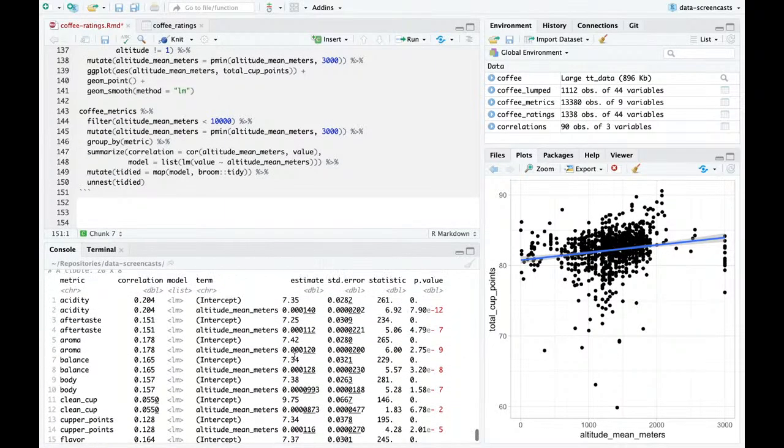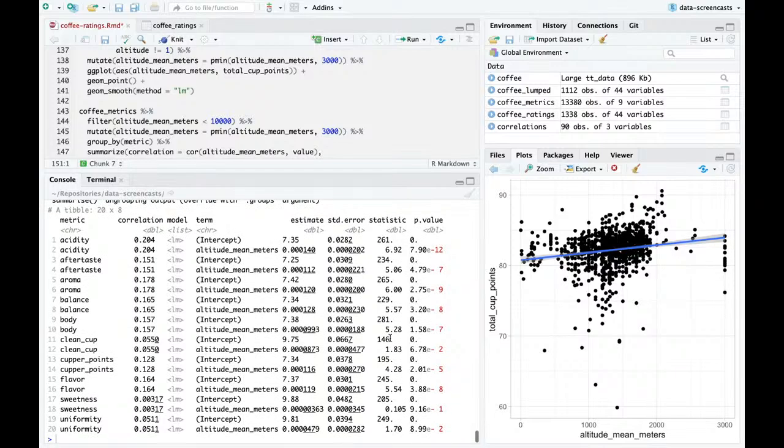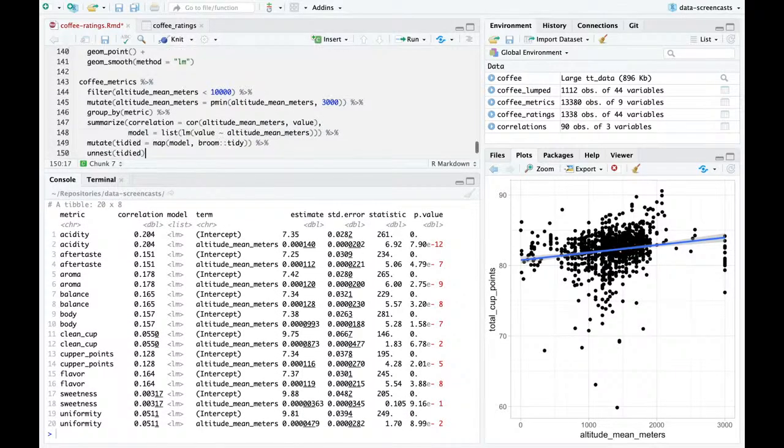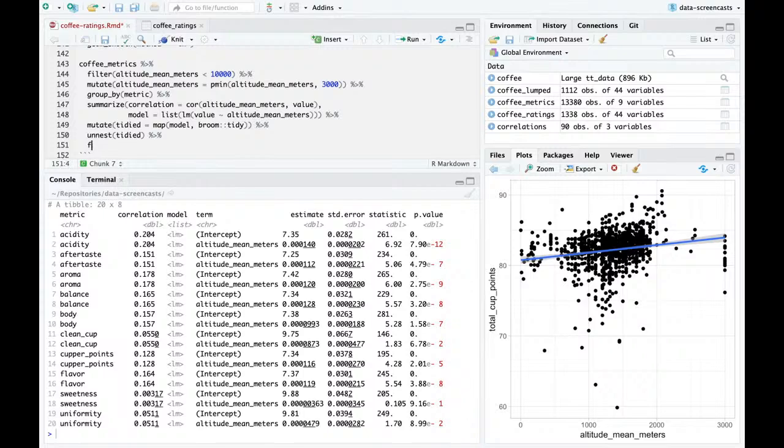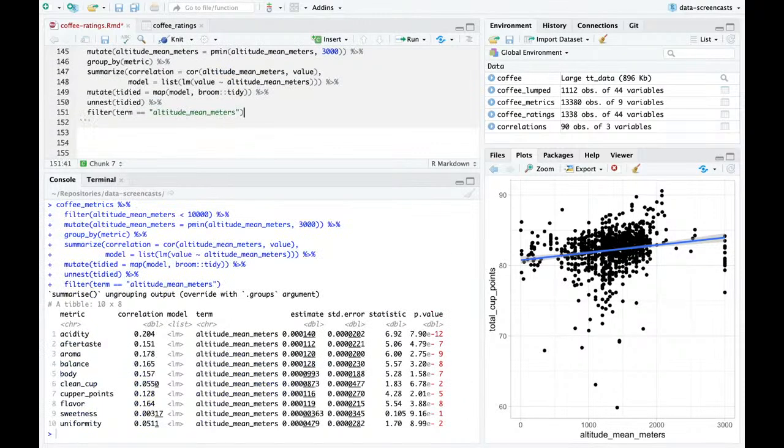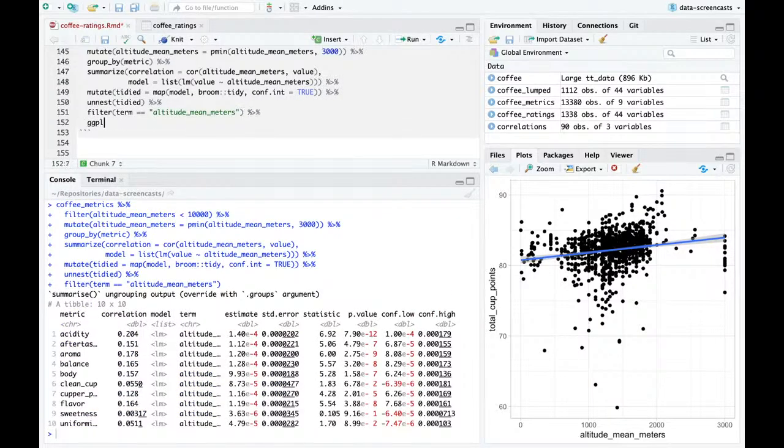And now what I have is a statistical model for each of these, with an intercept and slope for every one. I'm not that interested in the intercept here, I'm interested in the term altitude mean meters. So here's my many models approach. I'm also interested in a confidence interval for each of these, so I'll pass tidy conf.int equals TRUE. Here we go. And now I have a plot that I might be interested in, which is to look at not the correlation, but the slope. Yeah, okay, the slope is going to be the estimate.